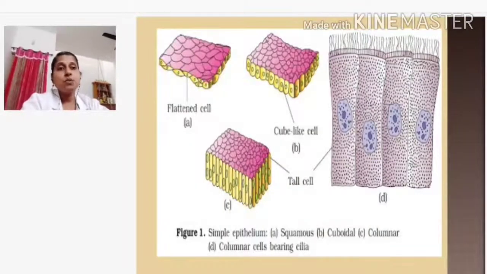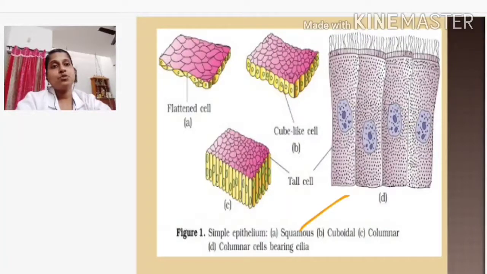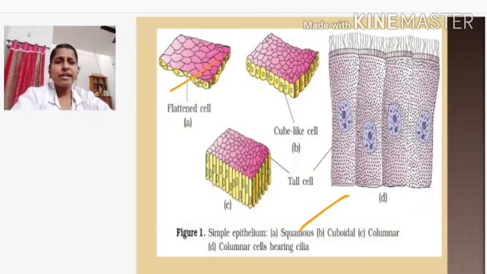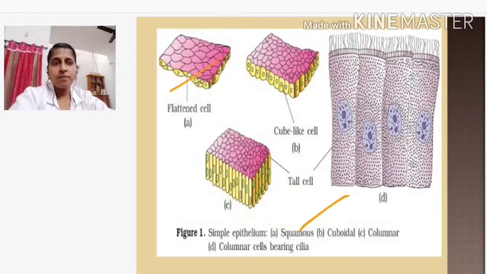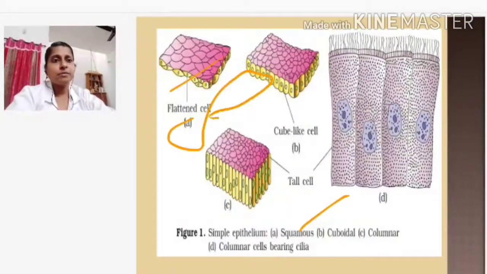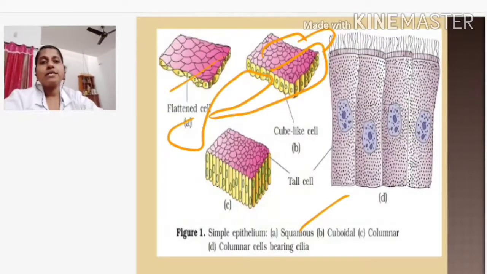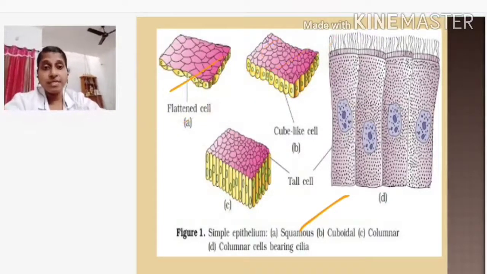The first one is your squamous epithelium. So, A is what? The squamous epithelium. It's somewhat flat, irregular shaped cells. Just like this, you can find many irregular, flat cells present. Then we call them squamous epithelium.